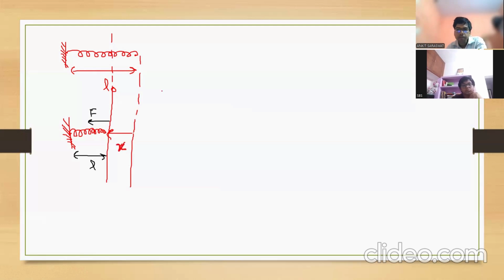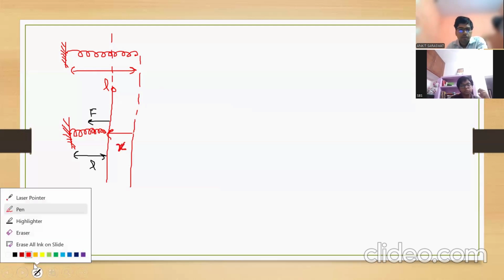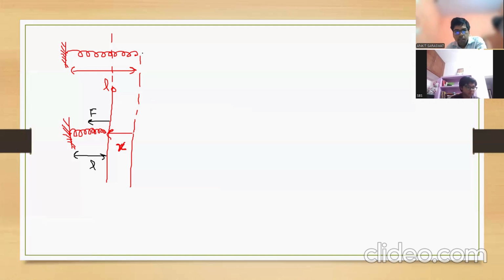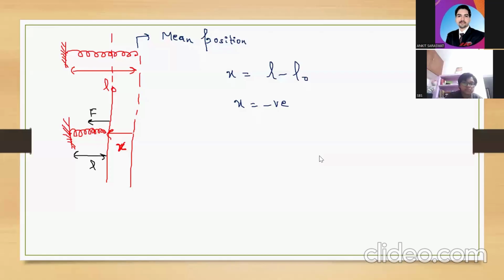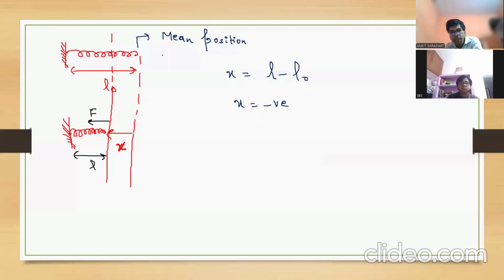Okay, clear. Actually, we say this natural state is the mean position, because here the net force is zero. There is no tension in the spring. Simply, it is loose. So here you are absolutely right: x will be L minus L naught. Since L is less than L naught, you can check that x is negative.